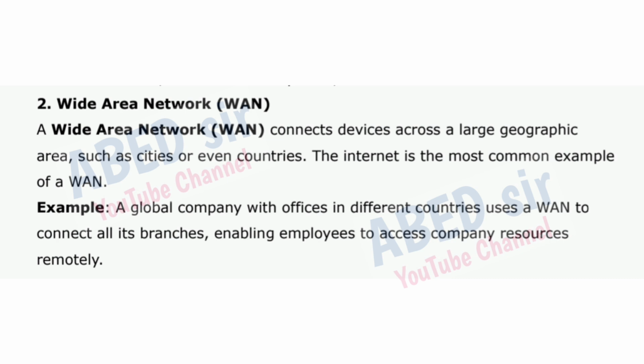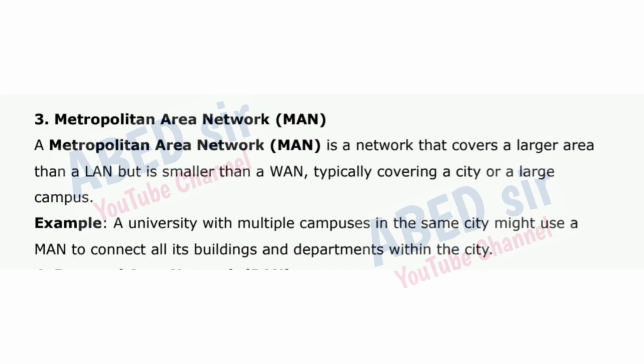2. Wide Area Network, WAN. A wide area network, WAN, connects devices across a large geographic area, such as cities or even countries. The internet is the most common example of a WAN. Example: a global company with offices in different countries uses a WAN to connect all its branches, enabling employees to access company resources remotely. 3. Metropolitan Area Network, MAN. A metropolitan area network, MAN, is a network that covers a larger area.